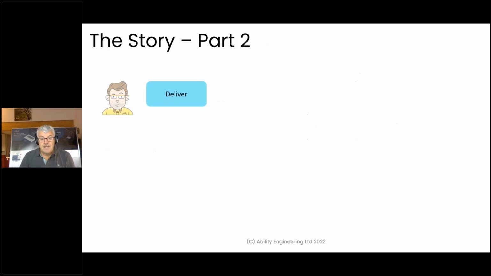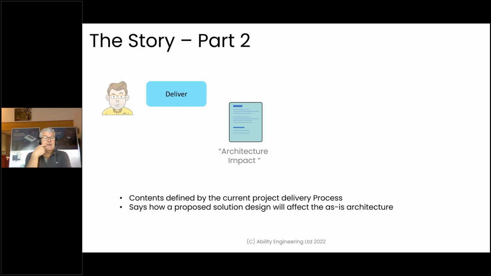So let's look at what these guys tried to deliver. It was this architecture impact thing. It was fairly easy to define what was in it. So that was the good part. And that's the good thing about documents that you have to deliver.